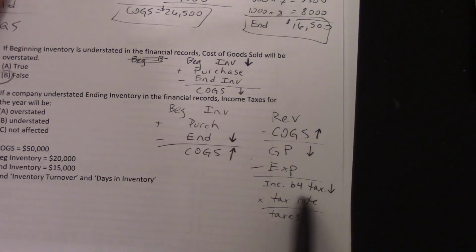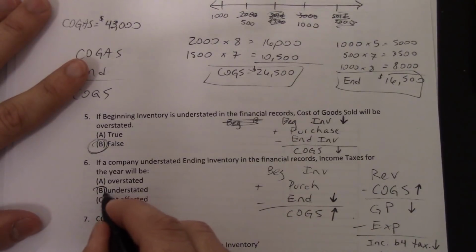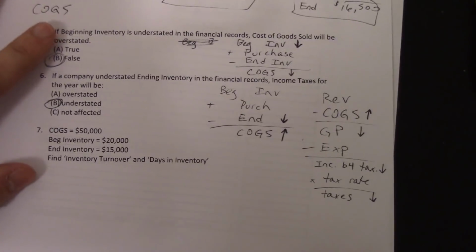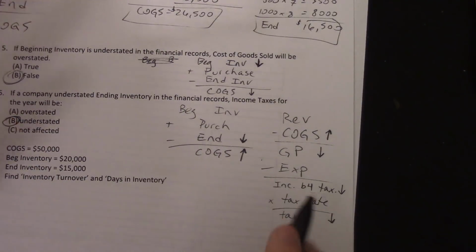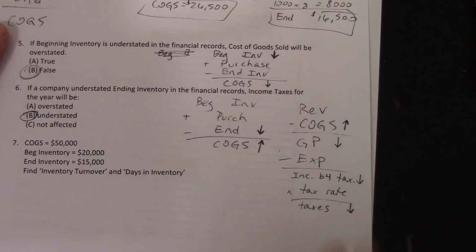If we have a small income before taxes, that means we'll have small taxes to pay. Or in other words, our taxes for the year will be understated. Because we have a small income, therefore the government is going to tax us less. Hopefully you were able to follow that.